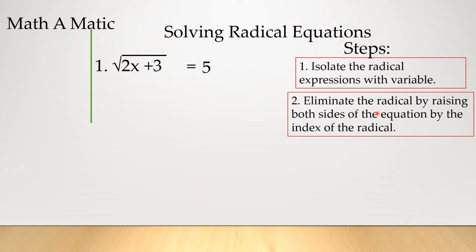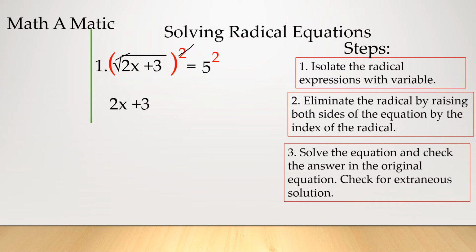And then eliminate the radical by raising both sides of the equation to the index of the radical. Now, we need to solve for x, so we can raise both sides of the equation to the index. The index here is 2. This is a square root, so what we're going to do is raise that to 2. Same thing here. Raising to 2 means that we can cancel this one. So what we have now is 2x plus 3 is equal to 5 squared, that is equal to 25.